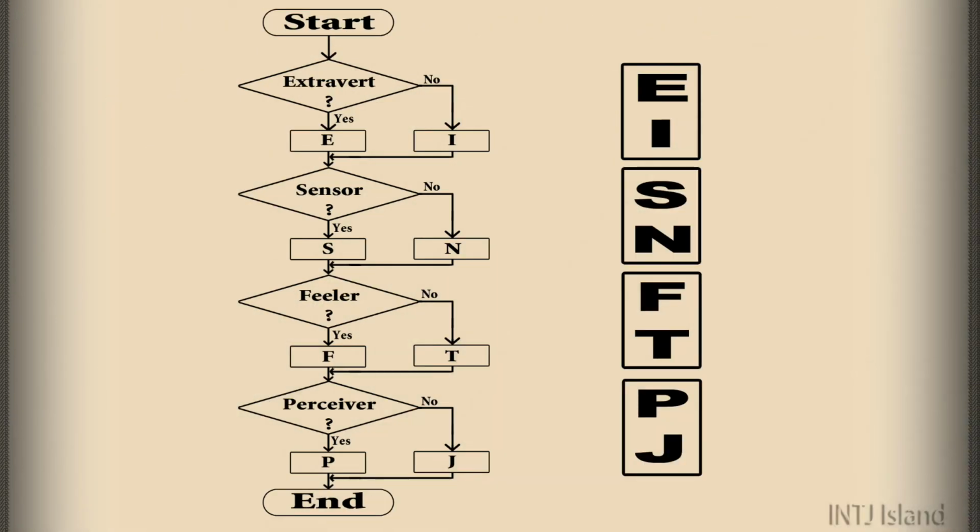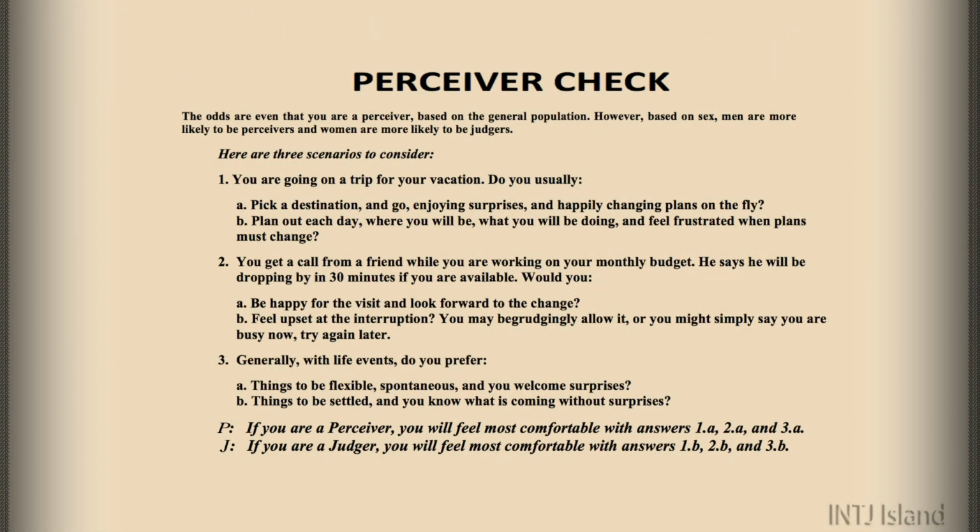Now we have narrowed it down to only one letter left to identify. We now know if we are extroverted or introverted, a sensor or an intuitive, and a feeler or a thinker. What's left? Are you a perceiver or a judger? Let's check. Once again, the population is split down the middle with a nearly equal number of perceivers and judgers. Also, again, it will vary by sex. Men make up most of the perceivers, and women most of the judgers.